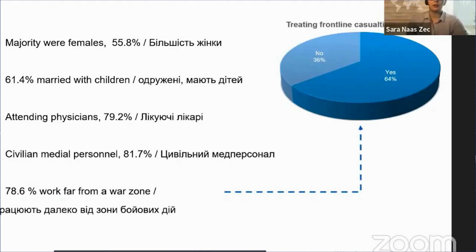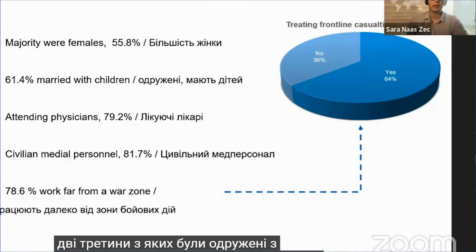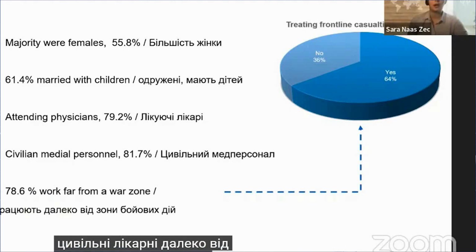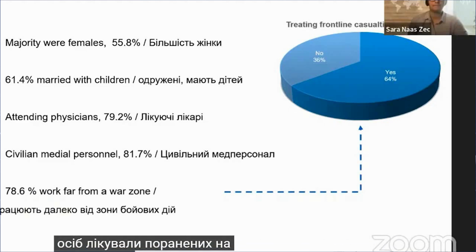More than half of our cohort was female, 2/3 of whom were married with children, most of whom were not the sole caretaker. More than half lived with their families prior to the war. However, this decreased to 41% during the time of our investigation. 4 out of 5 were attendings working in civilian hospitals far from an active war zone. However, more than half of these individuals had treated casualties from the front lines. Next slide, please.